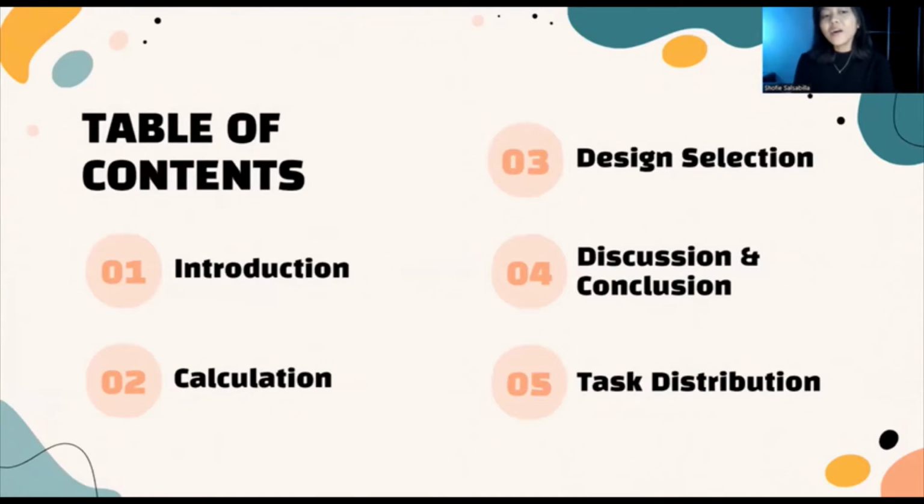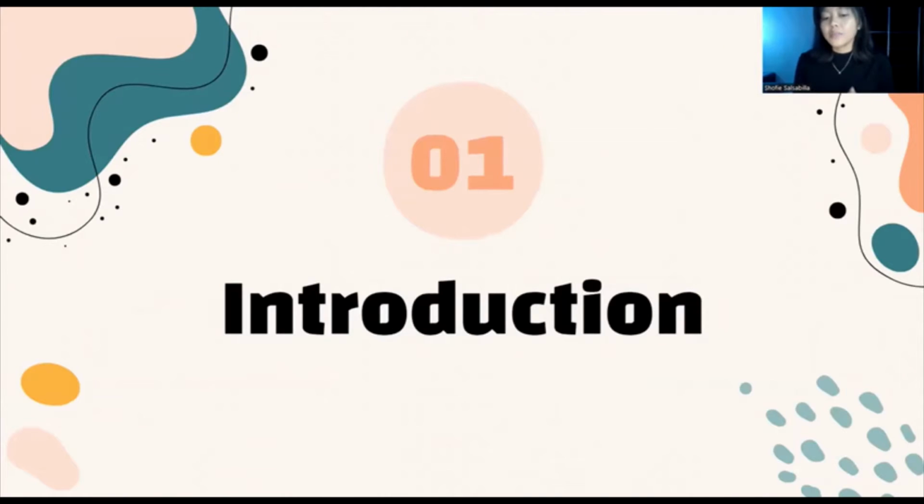Okay, so moving on, the table of contents for this whole presentation. 1, we're going to start off with introduction. 2, calculation of the heat analysis. Number 3 is the design selection of the whole container compartment. 4, discussion and conclusion of this whole project. And moving on to the last is task distribution of the project. So without further ado, let us start with introduction.